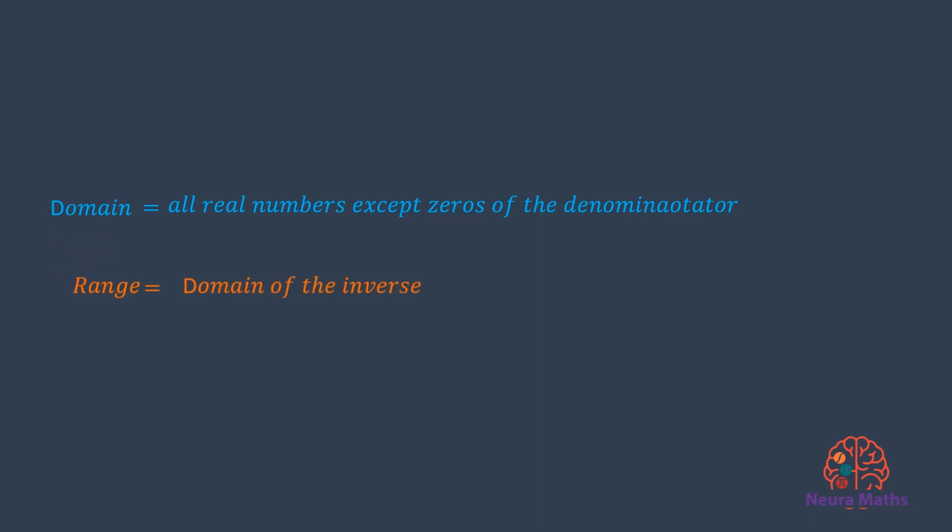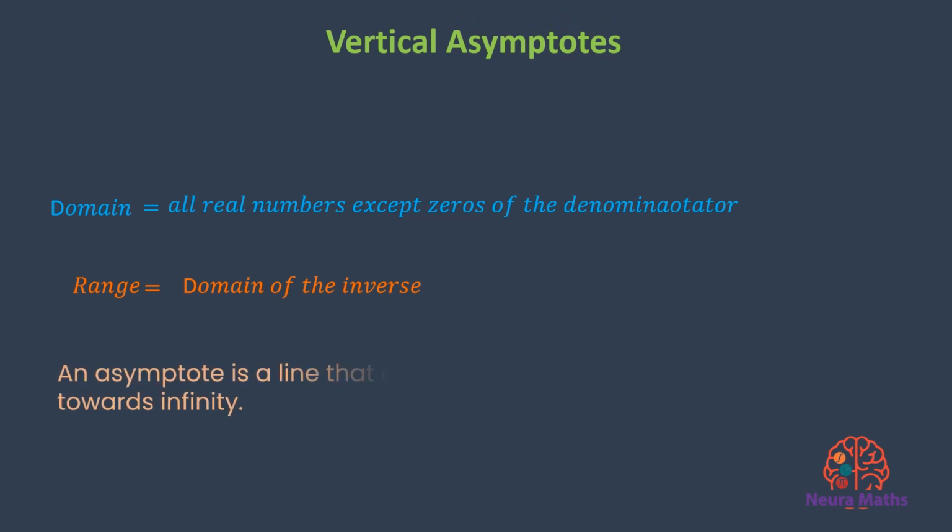Previously, we learned how to find the domain and range of rational functions, and we learned that there are excluded values in both. Now we are going to study the vertical asymptote of a rational function. What is meant by an asymptote? An asymptote is a line that a curve approaches as it moves towards infinity but never touches it.